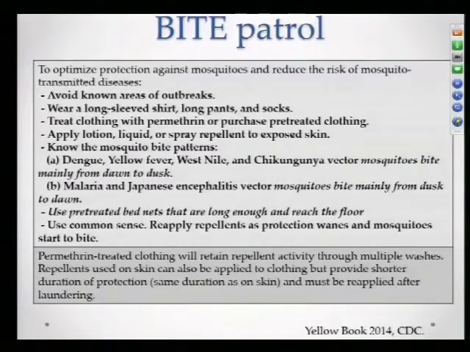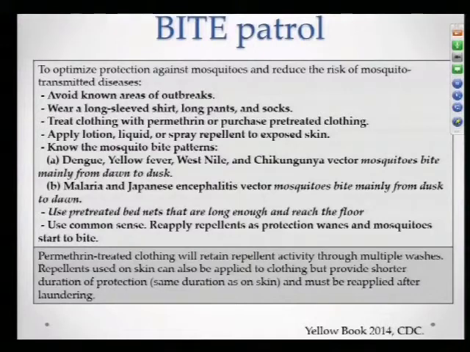Apply lotion or liquid or a spray repellent to the exposed skin and know the biting patterns. Now, when we talk about skin repellents, there's quite a lot of options. DEET, anywhere from 20 to 50% DEET, I think is safe to use. You don't have to use 100% DEET. Beyond 50%, the effectiveness of DEET actually doesn't hold up as well.